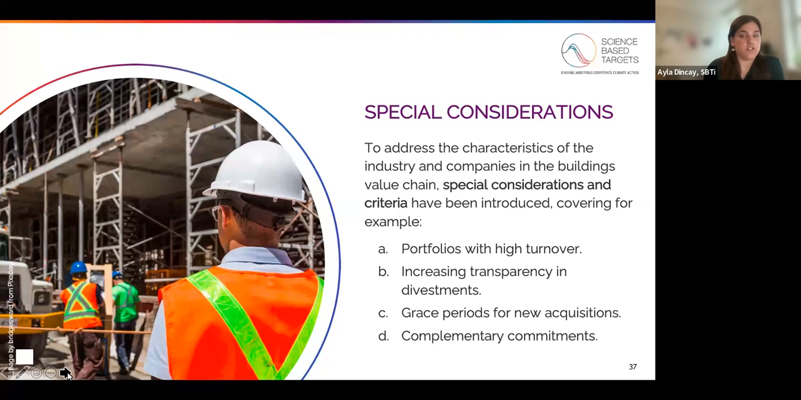In the public consultation survey, we ask for your thoughts on these special considerations. Do you agree with them? And if you don't, why, or what alternatives would you propose? In the following slides, I will shortly explain some of these.